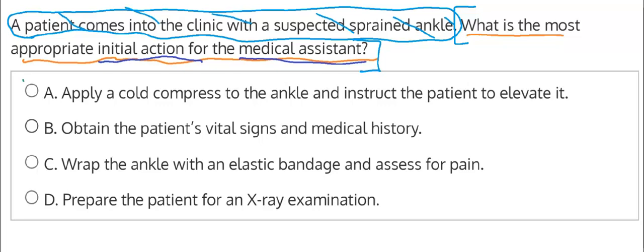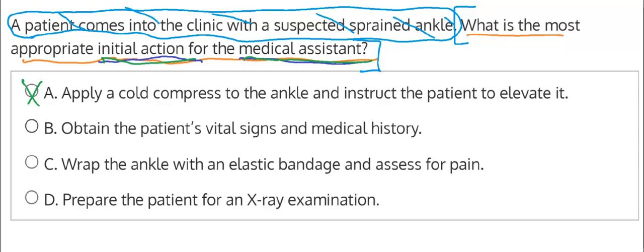So you can eliminate option A because that should come later if instructed to do so by the provider, or once the provider sees the patient, they may instruct the patient to do so with the ankle. Option B says, obtain the patient's vital signs and medical history. And that sounds like the perfect initial action and role of the medical assistant in any patient situation.